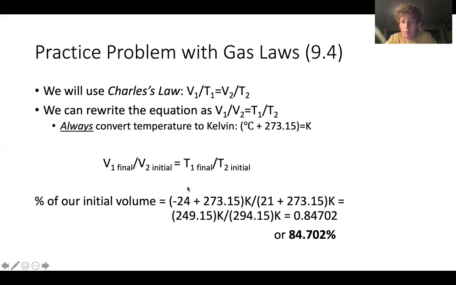Then we basically plug in the temperatures that we converted to Kelvin. So negative 24 degrees Celsius, you can see down here at the bottom, plus 273.15 will convert to Kelvin. That is divided by 21 degrees Celsius, which was our initial temperature, plus 273.15, which converts to Kelvin. That is 249.15 Kelvin, which is our final temperature, divided by 294.15 Kelvin, which is our initial, and we get about 0.84702. Put that as a percentage, that's 84.702%, and that is our percentage of our initial volume.